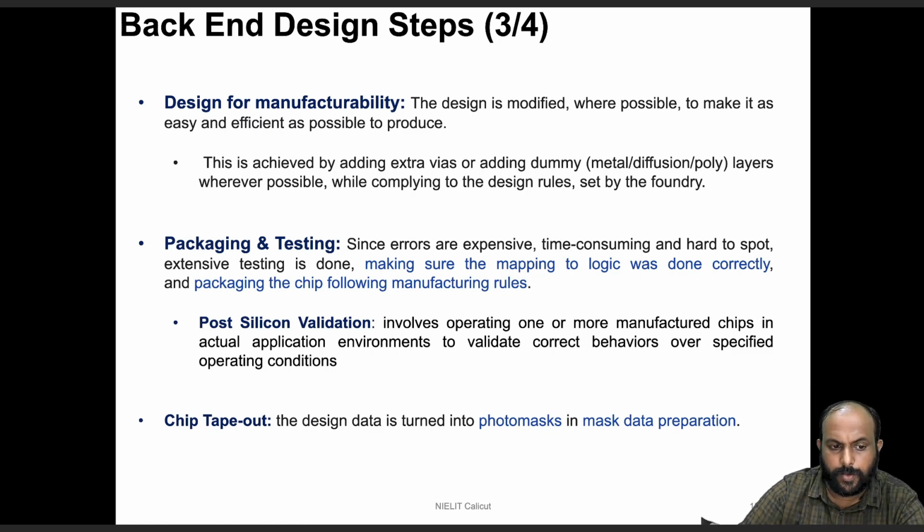Often you hear about one more step called post-silicon validation, which basically involves operating one or more manufactured pieces of chips in the actual environment so as to validate the correct behavior over specified operating conditions. Once post-silicon validation is also done, the chip is ready for mass production. That process is called chip tape out, where the design data is turned into photo mask in mask data preparation.